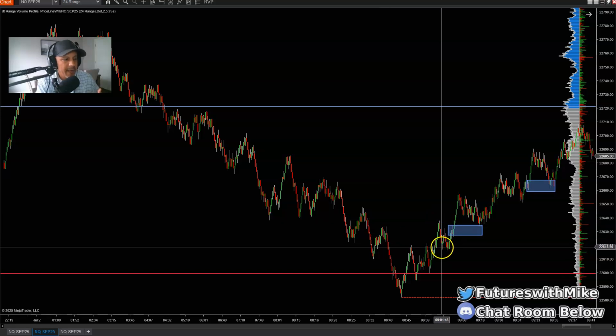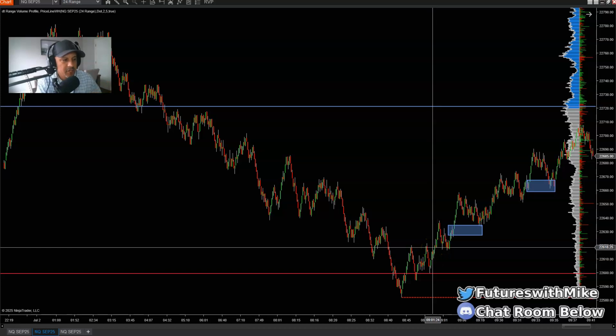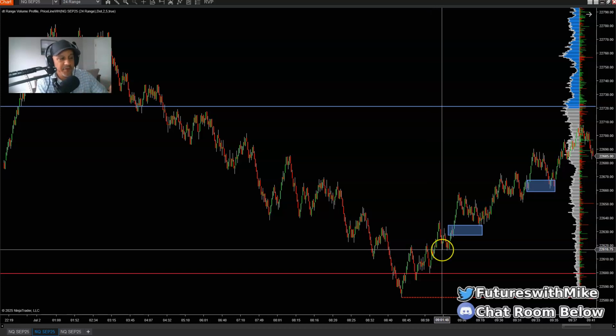And you could have looked for a pullback to actually go long right here, but as you can see, there's not a valid demand zone. That's a high probability zone. So you can wait for the next opportunity.